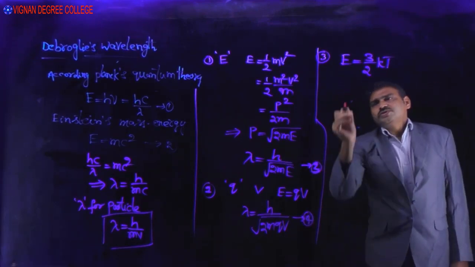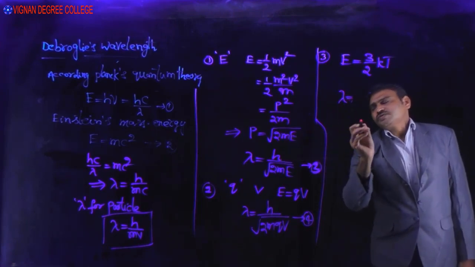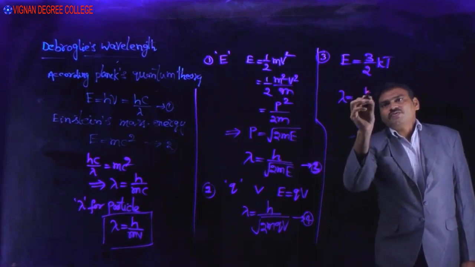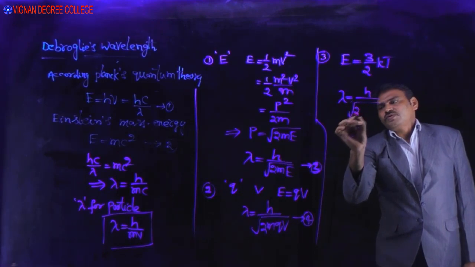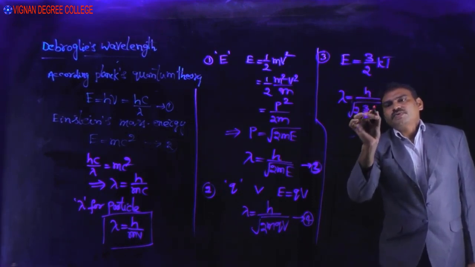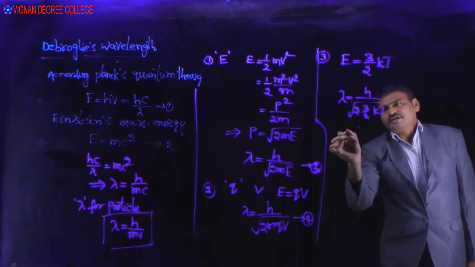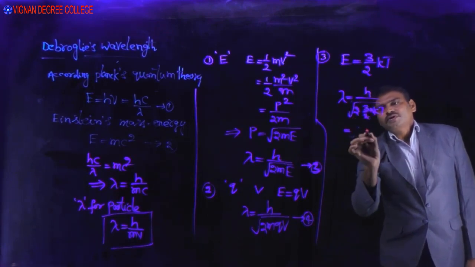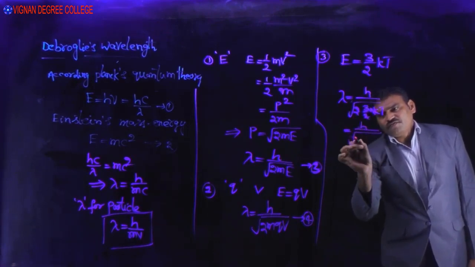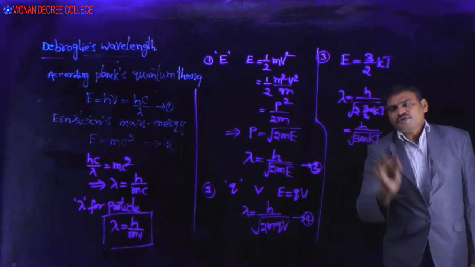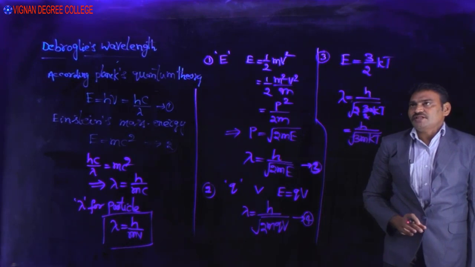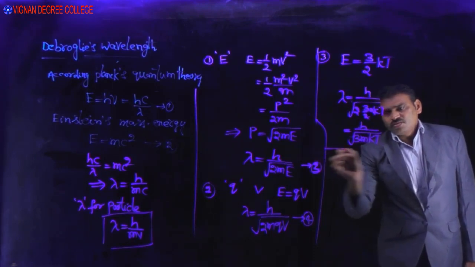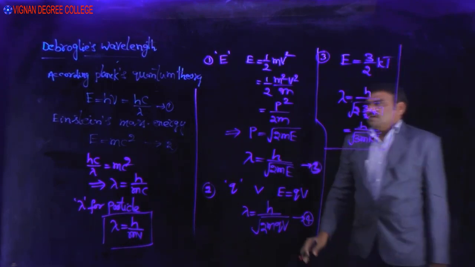Now substitute lambda is equal to, in the place of E, h by square root of 2mE. In place of E substitute 3 by 2 kT: h by square root of 2 into 3 by 2 k into T. The 2 cancels, and then here m. Now h by square root of 3mkT. This is also another form of the de Broglie's wavelength. In this case, the particle is in a thermal equilibrium state. Now these are different forms of the de Broglie's wavelength.